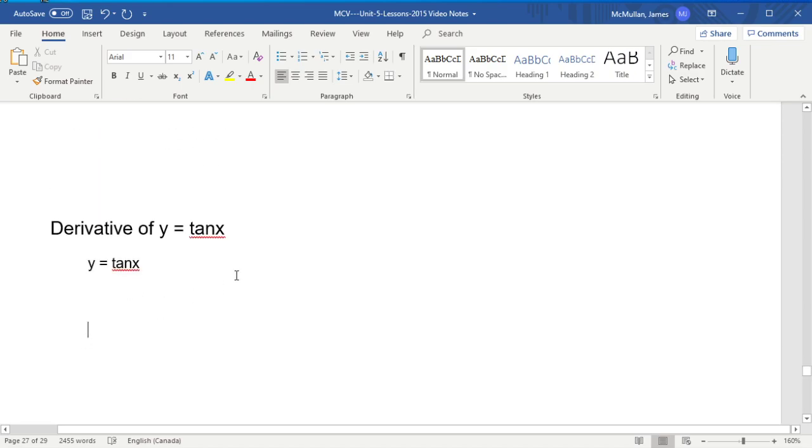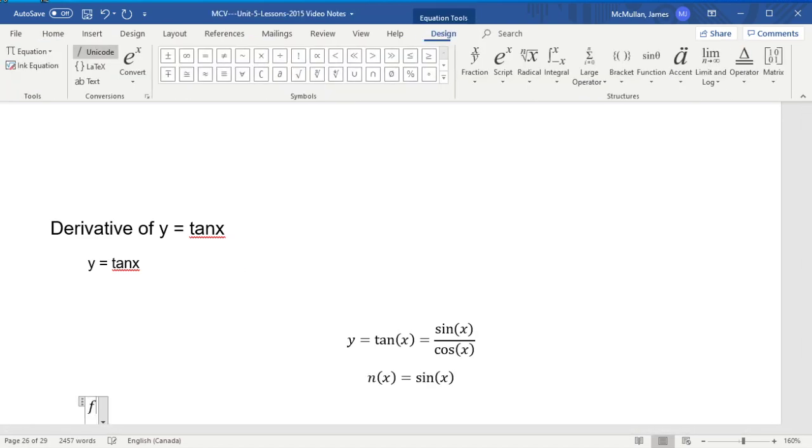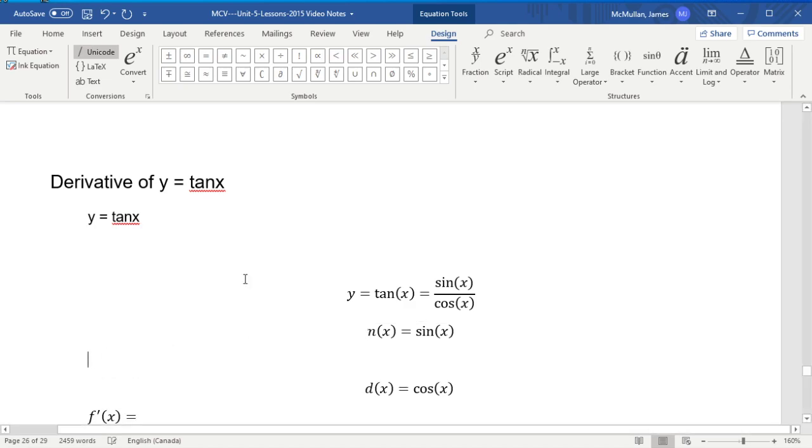The derivative of tan comes from the identity that tan x is also equivalent to sine over cos, and therefore we could use the quotient rule. The numerator function is sine x, the denominator function is cos x, and the derivative, f prime, is going to be equal to, let's just quickly write out the derivatives for these ones.